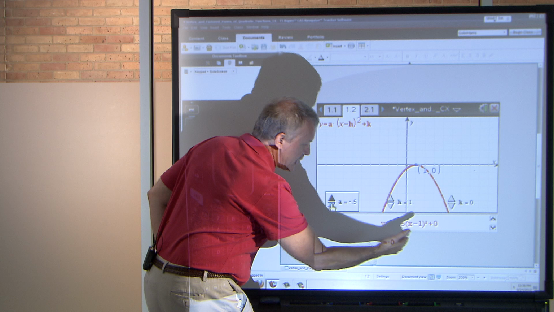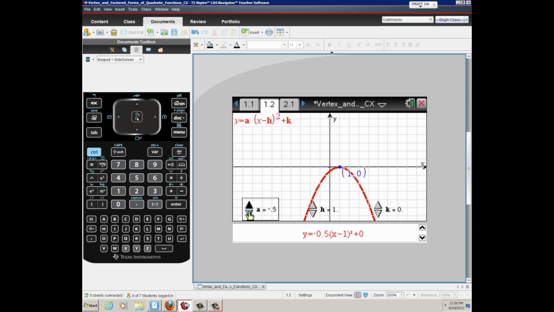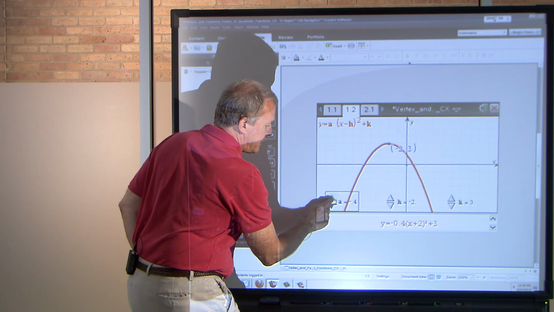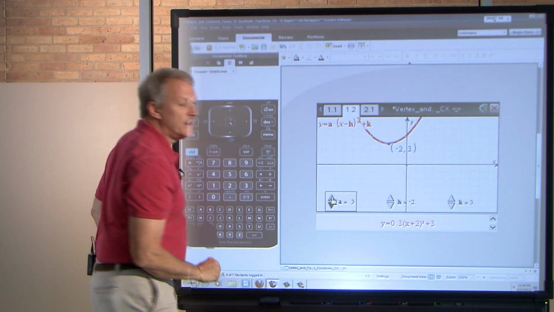And not only that, we can now investigate combinations of them. For example, if I have y equals negative 1/2 times the quantity x minus 1 squared plus 0, what happens if I increase K to 1? To 2, to 3. What happens if I make H decrease to 0, to negative 1, and so on? And then what happens if I make the value for A increase again?